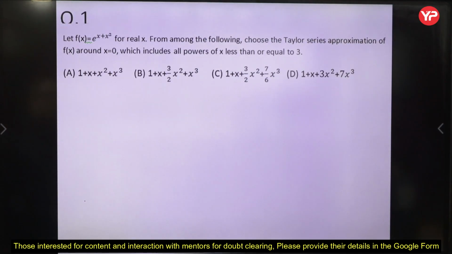This is a question based on Taylor series expansion. You read the question and try to find out the answer, and write your answer in the chat box also. Then I will explain to you the solution of this problem. So first of all, you try to compute the answer. Taylor series is there in your syllabus.